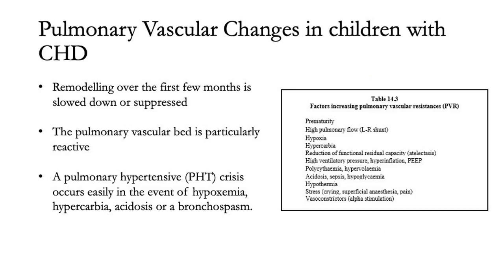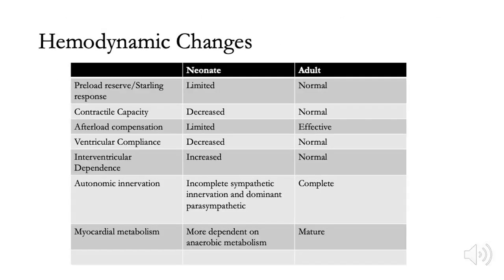In children with CHD, this postnatal pulmonary maturation may be significantly altered. Those with a left-to-right shunt causing a significant increase in pulmonary flow, or those with the presence of any of the inciting factors listed in this table, can retain very muscularized arterioles and permanently high pulmonary resistances. The pulmonary vascular bed is particularly reactive. A vasospastic paroxysmal pulmonary crisis is easily triggered by any phenomena which increases pulmonary vascular resistance, and can occur without warning signs. This table shows the differences between the neonate and adult cardiovascular system.